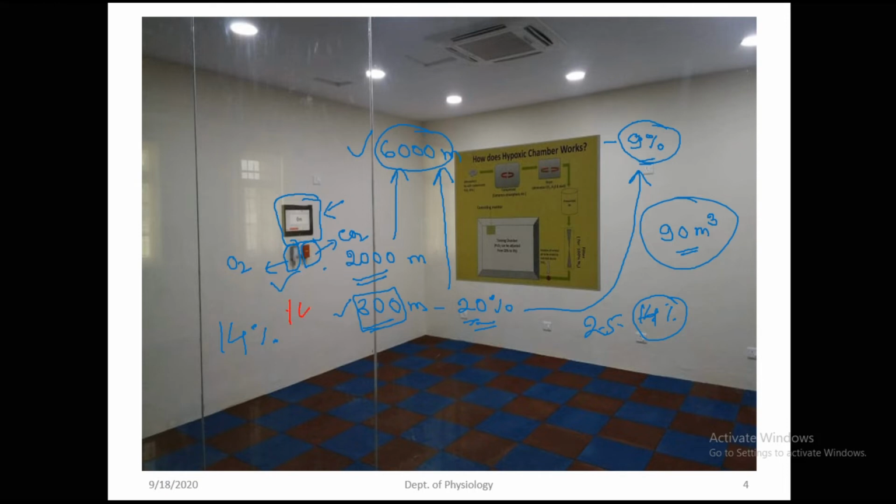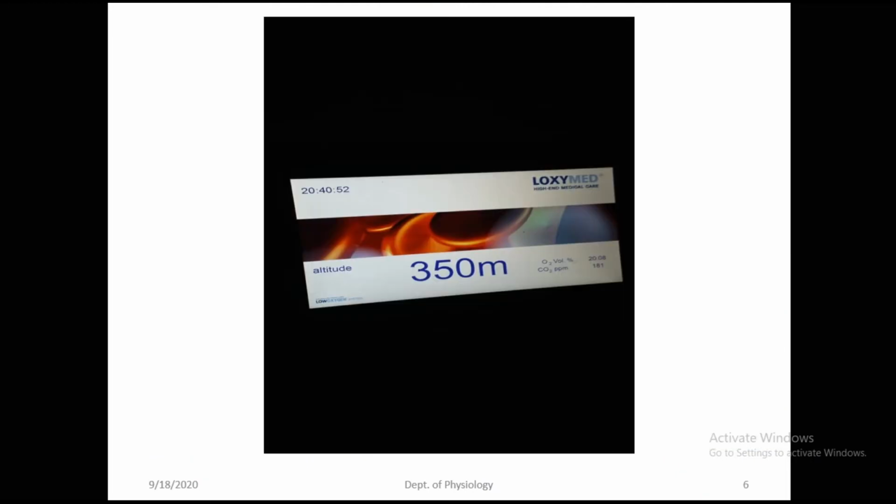So therefore the room completely maintains the required amount of oxygen. Therefore the room becomes an oxygen chamber. Now this becomes the simulated, artificial hypoxic chamber. So this is how the screen usually looks like.